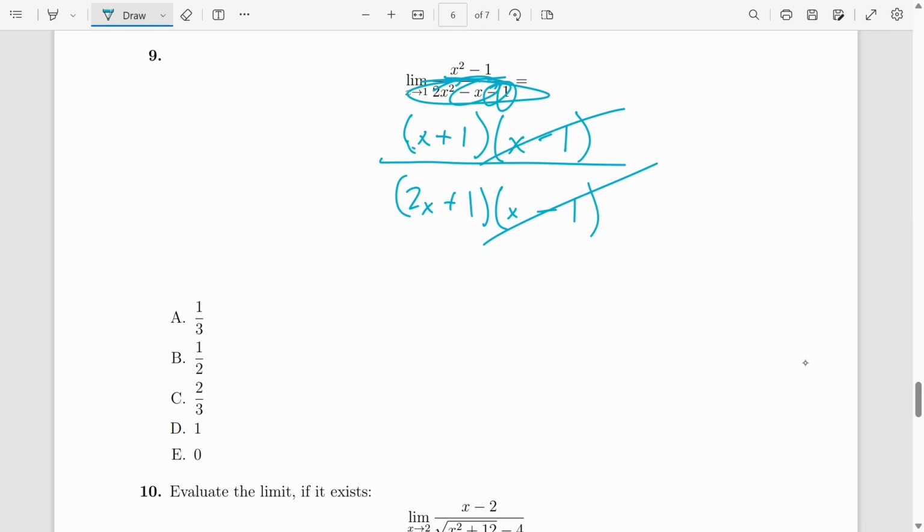And now with that, if we were to just plug in 1, it wouldn't be dividing by 0 anymore. So we'll just plug in 1, simplify, and we'll have our answer. So this becomes 1 plus 1 over 2 times 1 plus 1. This is equal to 2 over 2 plus 1, which is 3, so 2/3.